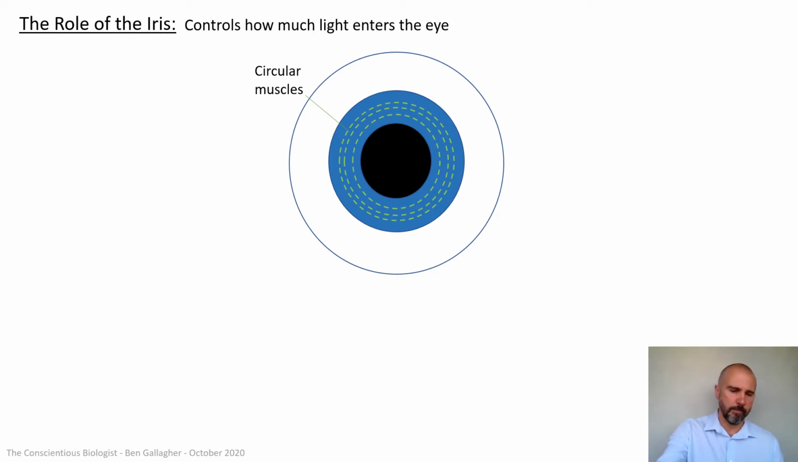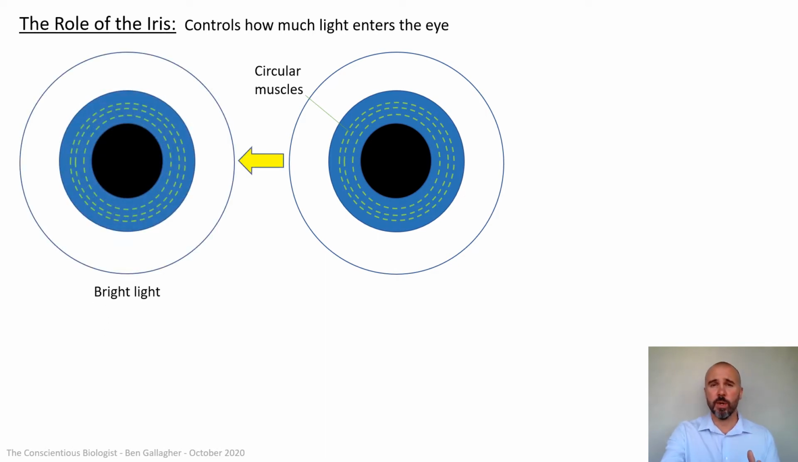Now, if you enter a situation where it's bright light, okay, lots of light, you don't want too much of that light going through your pupil because it could damage the retina at the back.